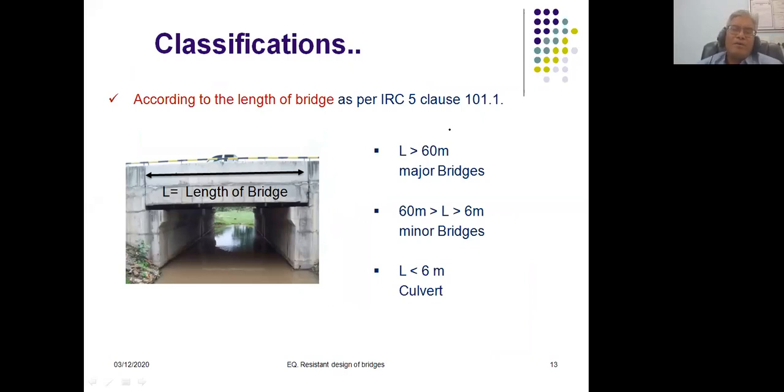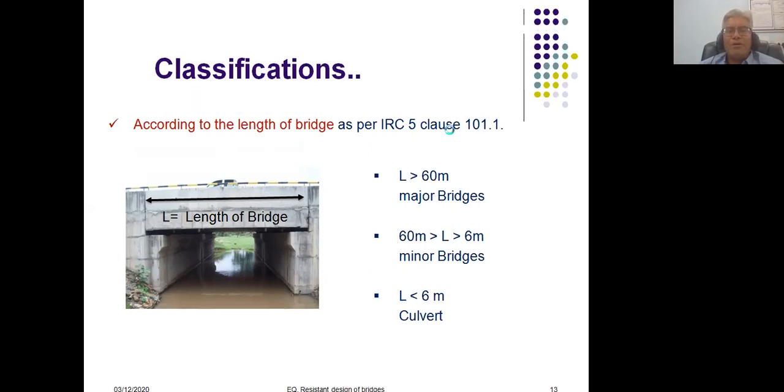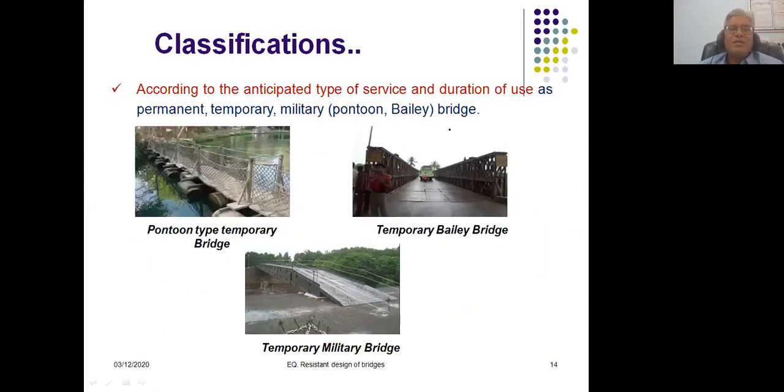Lot of things are to be there. All the codal provisions, many specifications are related to this criteria, because as the length of the bridge is increasing, all the troubles, complexities, and challenges are there to make the bridges stable and safe. So this is one of the major concerns in the design, and accordingly the bridges are known as minor, major, or culvert.